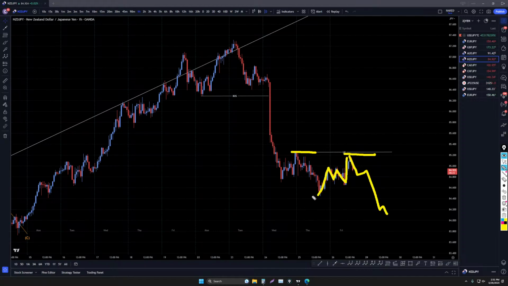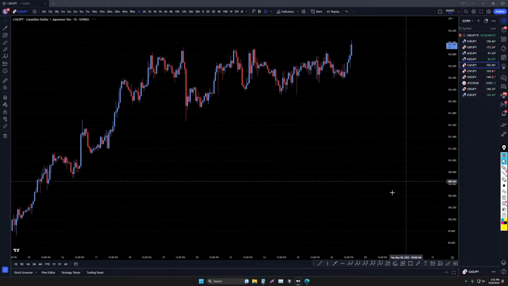I don't think it's going to go very far. It might just go back down near these bottoms, if that. But that was definitely a very clear entry.